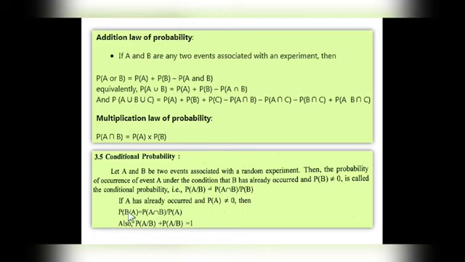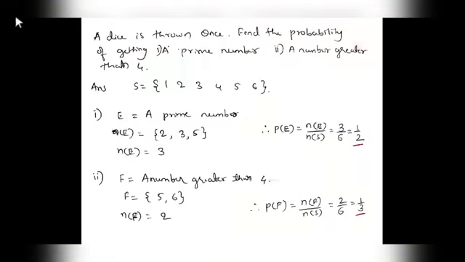Suppose if it is P of B given A, then it will be probability of A intersection B divided by probability of A. And also we should remember one thing, that probability of A given B plus probability of A bar given B will always be 1. Now we'll understand the concepts using some examples.